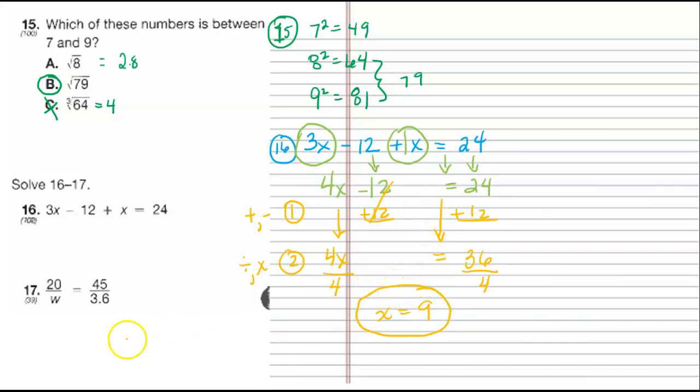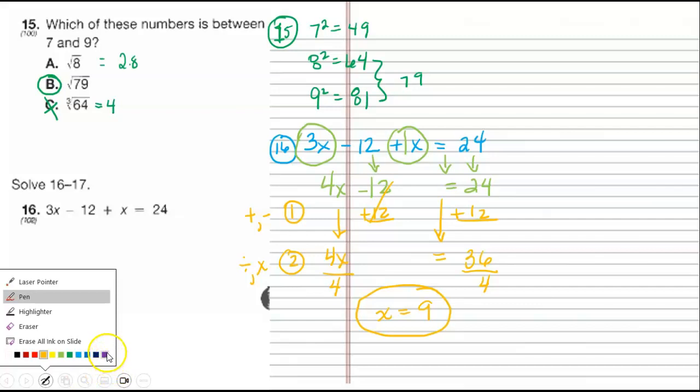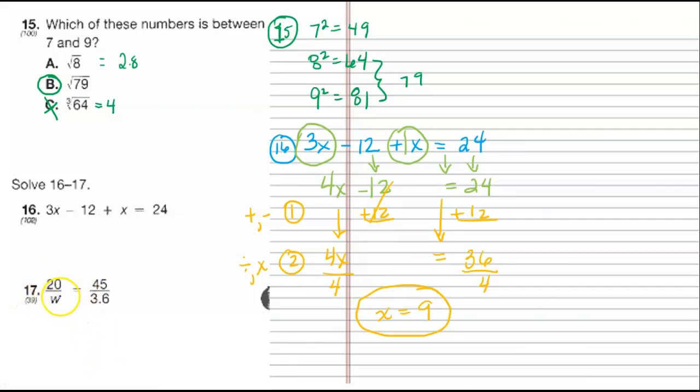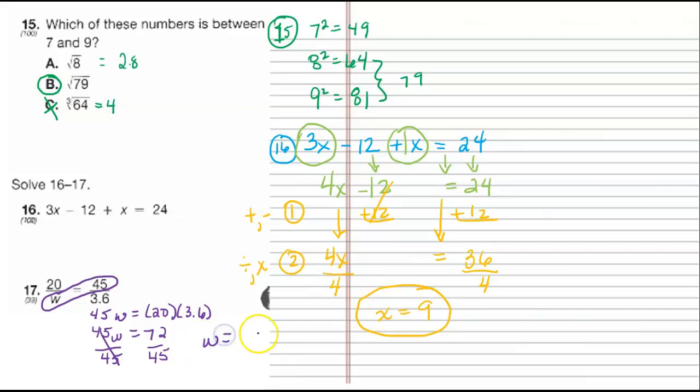Okay. I don't have much room, but we can do this. 17, I'm going to cross multiply. So that gives me 45w is equal to 20 times 3.6. So 45w is equal to 20 times 3.6, which is equal to 72. And then I'm going to divide. So this is going to go away, and w is equal to 72 divided by 45, which is 1.6.